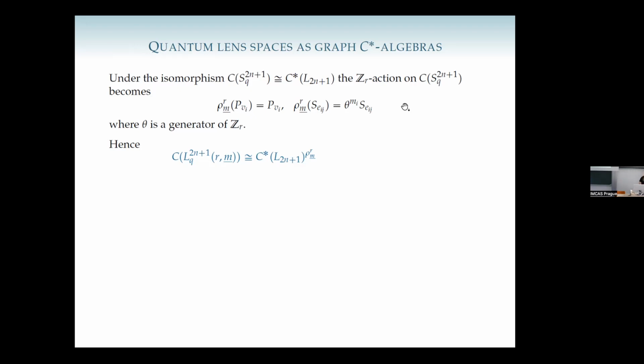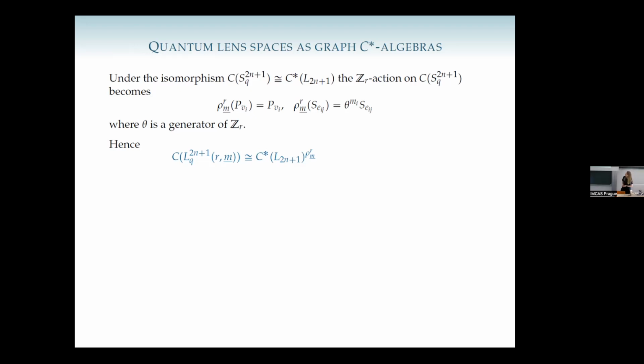The projections are just mapped to themselves. And then for the partial isometries, you get this theta, so the generator of Z mod R, multiplied to the power of m_i. So it depends on the first of these entries.